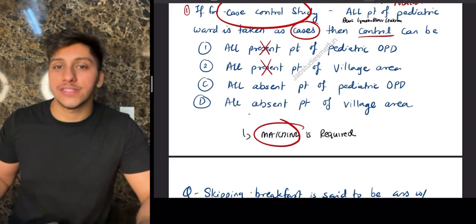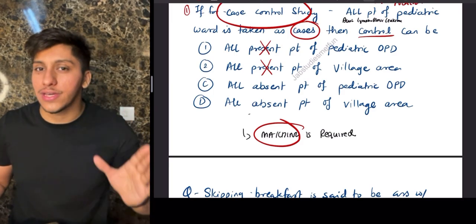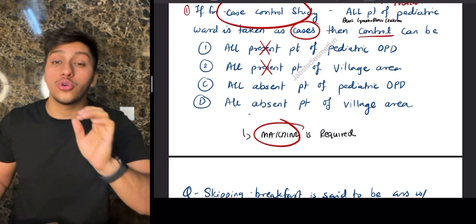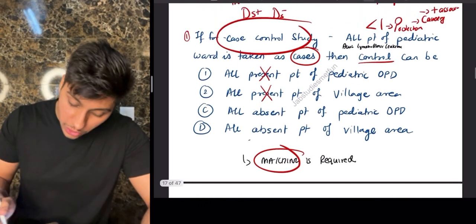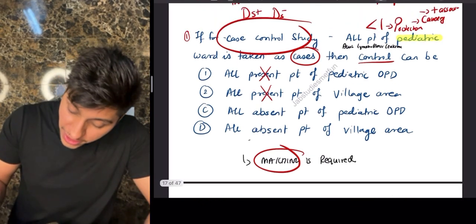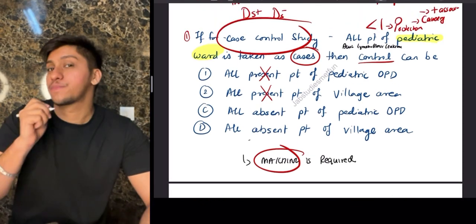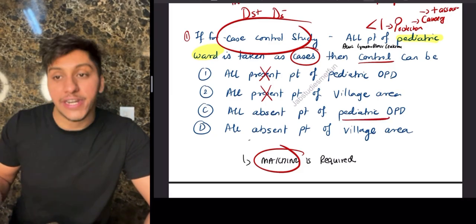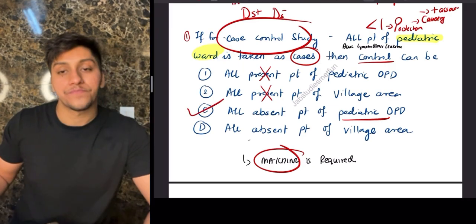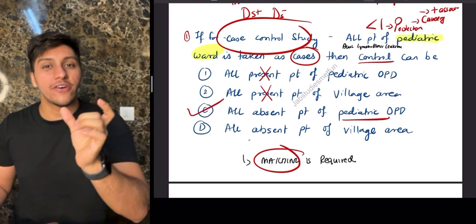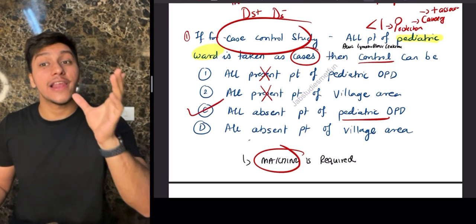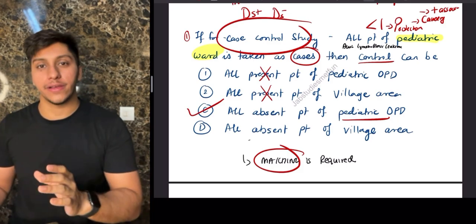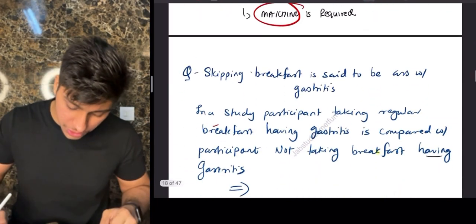So the first two answers are not right because we already have the cases. The control should be those who don't have the disease. Our case is the pediatric ward, which means hospital patients. So among C and D, which will you choose? Obviously you will choose pediatric OPD. So your answer is C. So what will be our control in this case? ALL absent patients of pediatric OPD. I hope you understood. Next question.